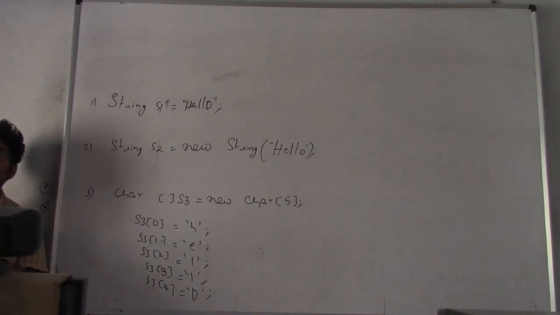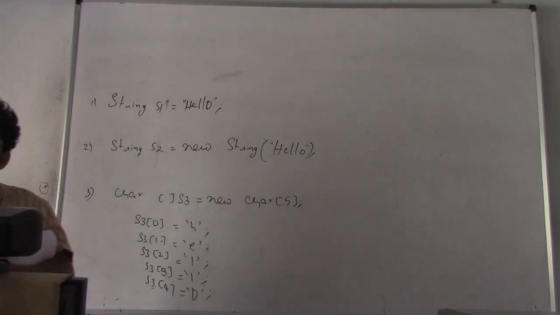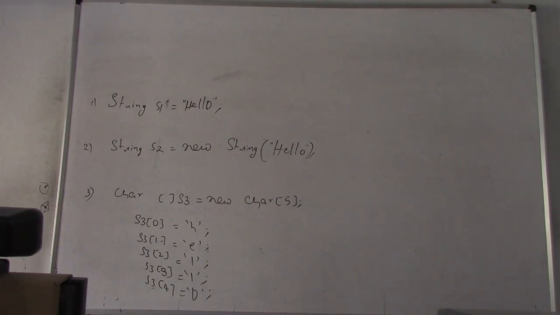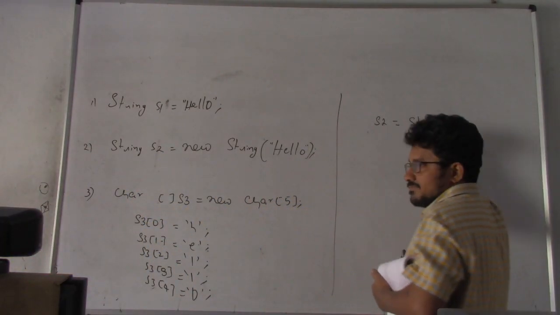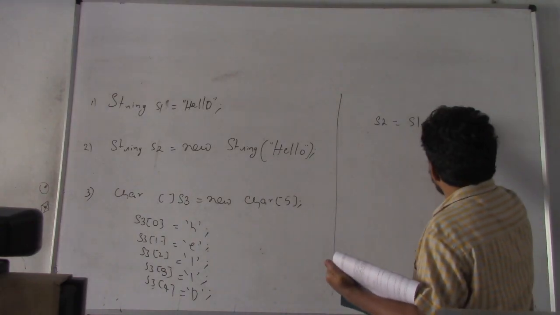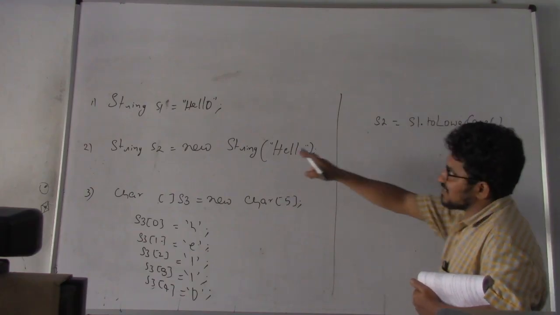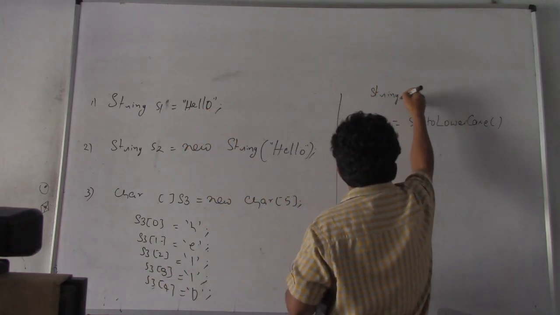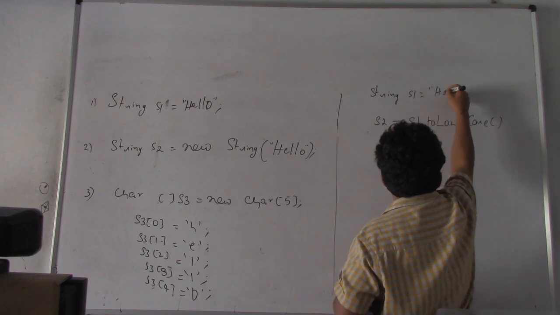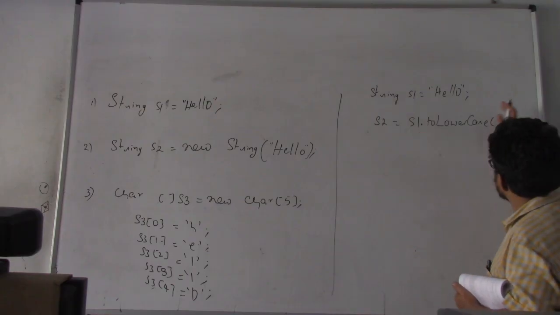Okay? Now, what are the methods? I already told that predefined methods are either completely in lowercase or start with lowercase. Wherever our pronunciation is highlighted, that should be a capital. For example, S2 equal to S1 dot toLowerCase. S1 is a string. Just assume that String S1 is equal to Hello. S1 dot toLowerCase, what happened?